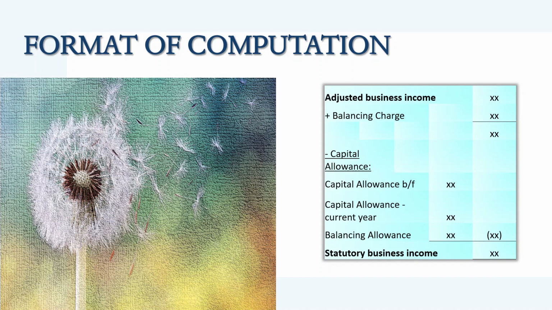This one we have covered earlier, where capital allowance will appear after adjusted business income in order to derive statutory business income. As already explained, adjusted business income will be added to the balancing charge, and then minus capital allowance, which consists of capital allowance brought forward, capital allowance for current year, and also balancing allowance. Balancing allowance and balancing charge normally derive if you have any disposal. Later we will look at how to compute them. Capital allowance brought forward is the unutilized portion carried forward from previous years. And the current year is the one that we calculate based on the qualifying expenditure that we have during the basis period for that year of assessment.